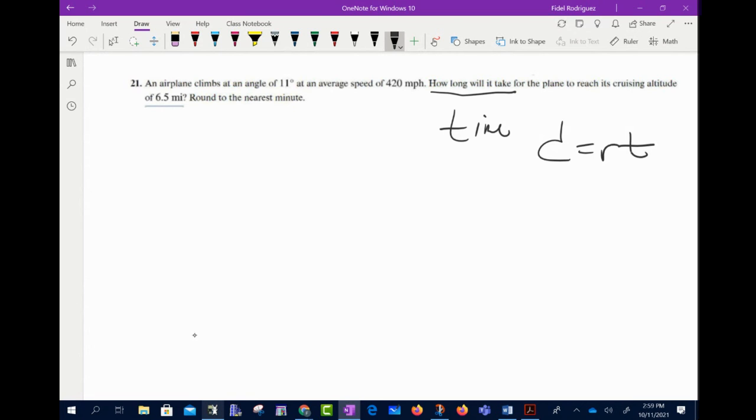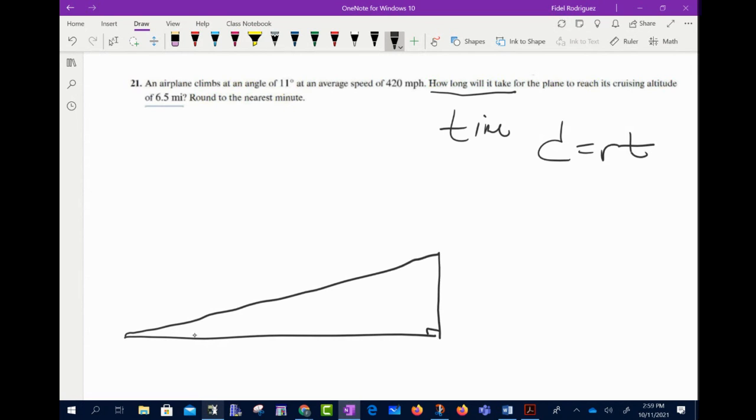It says a plane is climbing at 11 degrees at an average speed of 420 miles an hour. Okay, so here's my plane. It's going at 11 degrees, so this angle right here is 11 degrees. We want to know how long it's going to take to reach a cruising altitude of 6.5 miles. Isn't that telling me that this piece here is going to be 6.5? That'll be our cruising altitude of 6.5 miles.